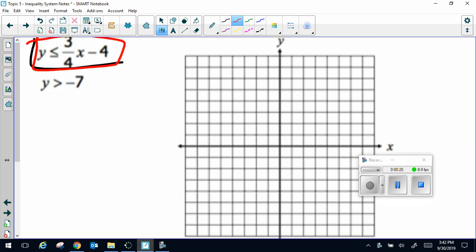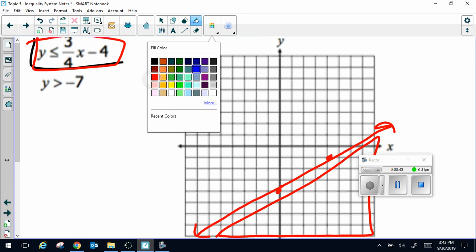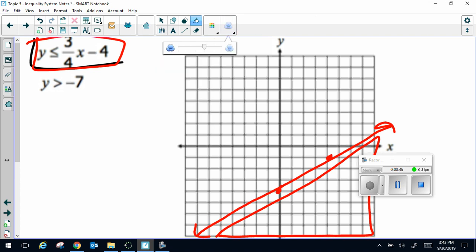Okay, and it tells me I'm going to start at -4 on the y-axis, go up 3 and to the right 4, and I have a solid line. Or solid or dashed, don't forget about that. And that says I'm going to shade everything below the y-intercept, which would be all this area down here. So when I shade that, I'm going to do my little cheat here and shade it.